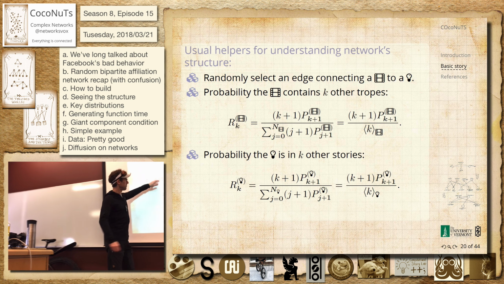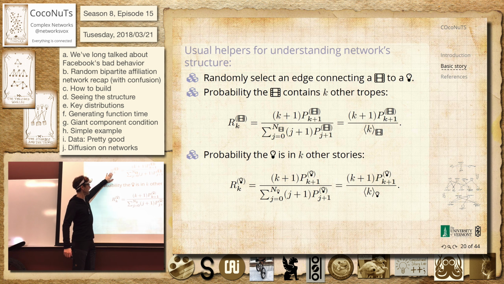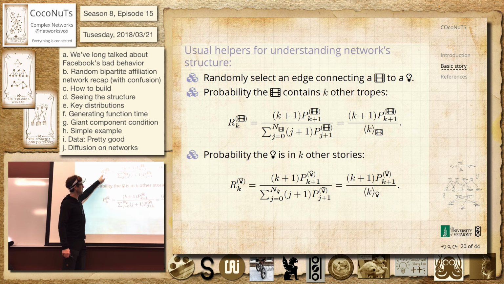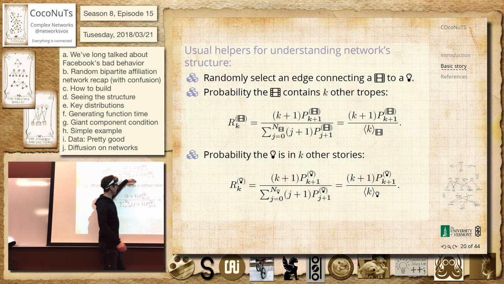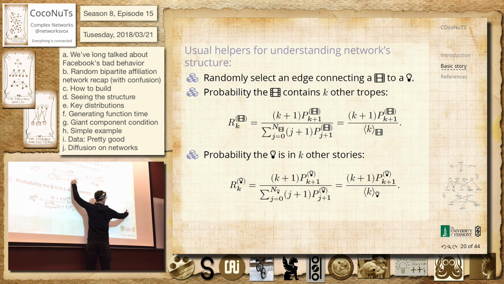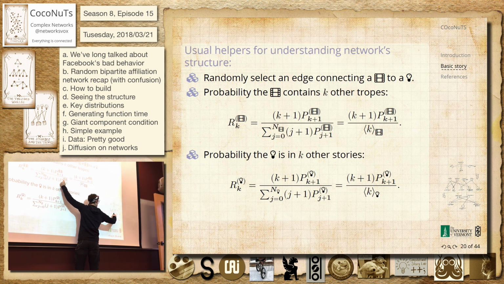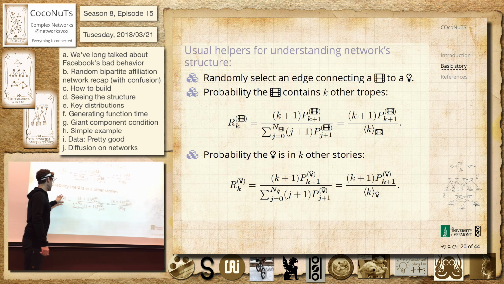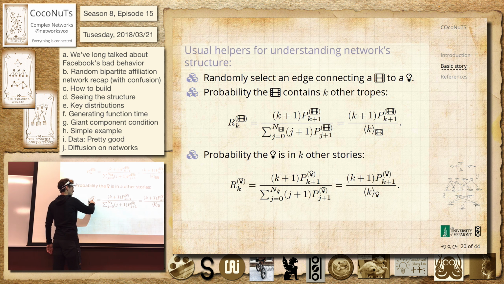So we've seen this before. This is exactly what we've had in the past. This is the distribution for the number of other friends a node has. But now we're thinking about if we travel along an edge in this affiliation graph and we hit a story, going from a trope to a story, how many other tropes does it have? That's this piece. And this is the opposite: we're traveling to a trope from a story. How many other stories does it have?